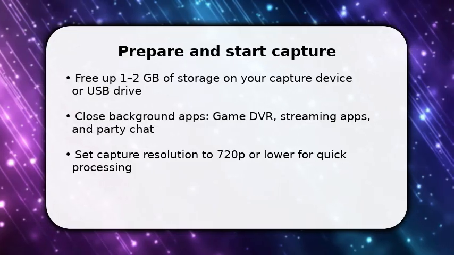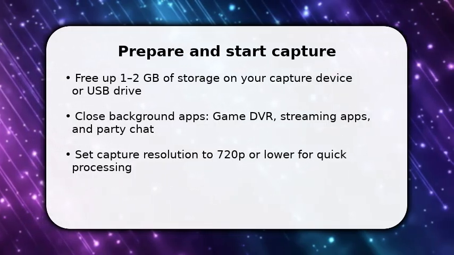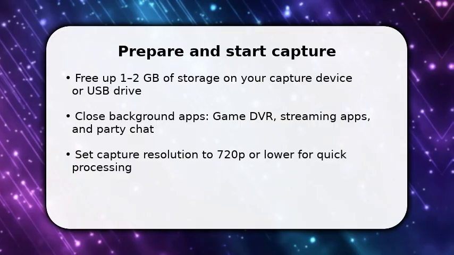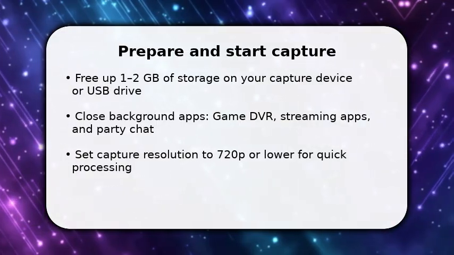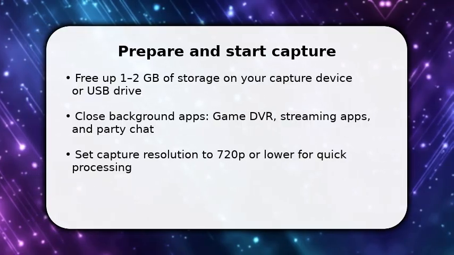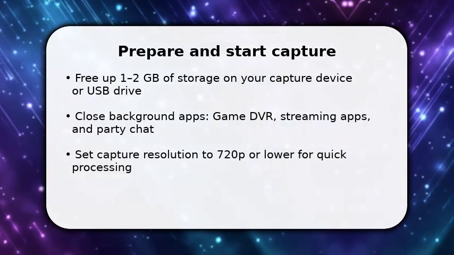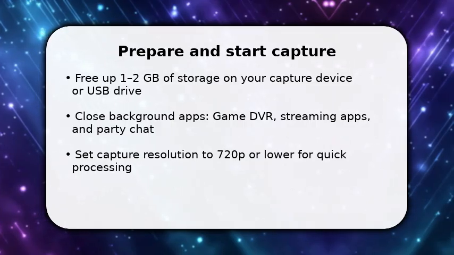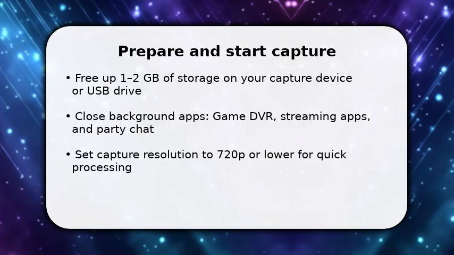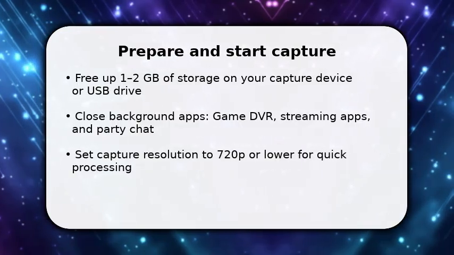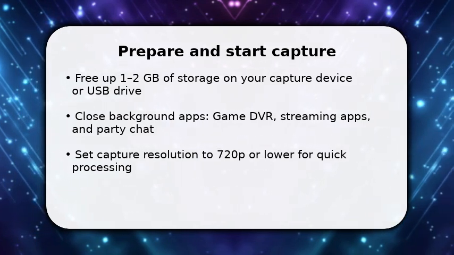You're starting right away. Free up at least 1 to 2 GB on your capture drive and plug in a fast USB 3.0 stick. Once done, close background apps and disable party chat so the console isn't encoding extra audio. Then open capture settings and set resolution to 720p or lower. This lowers file size and CPU load, which immediately reduces lag when recording. Make sure auto-upload is off so clips aren't uploading mid-capture and adding stutter.